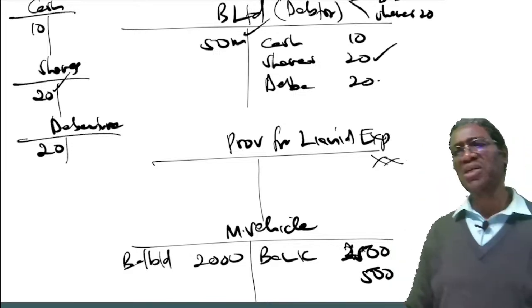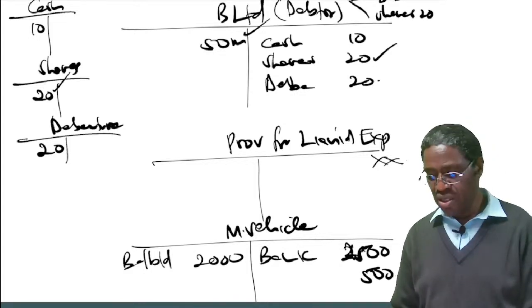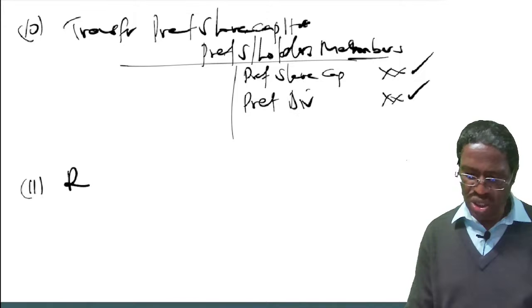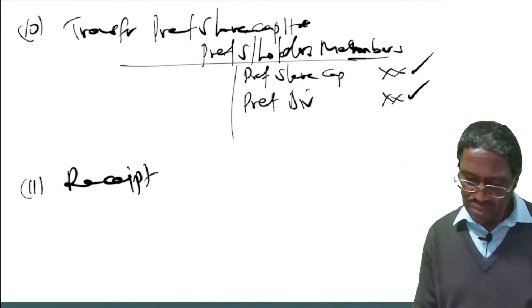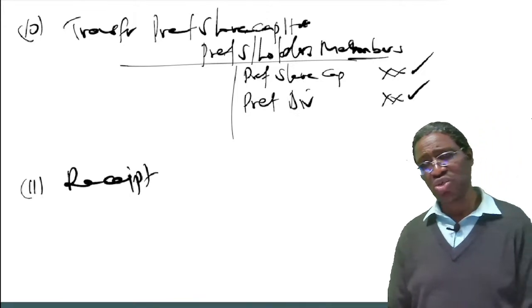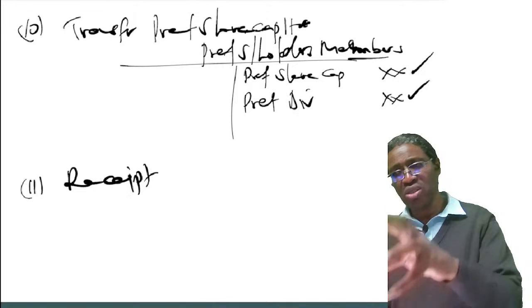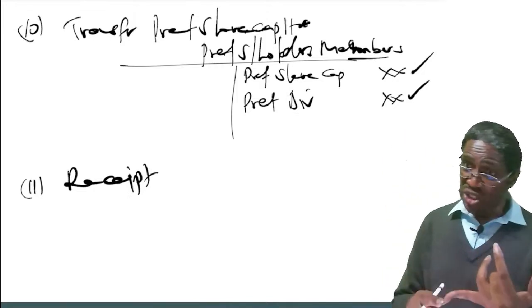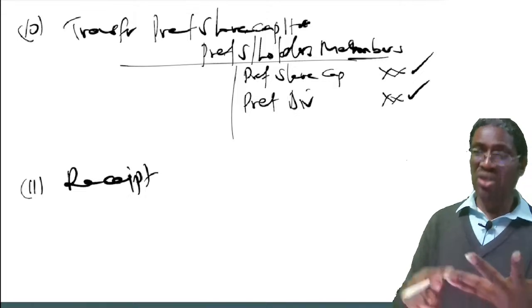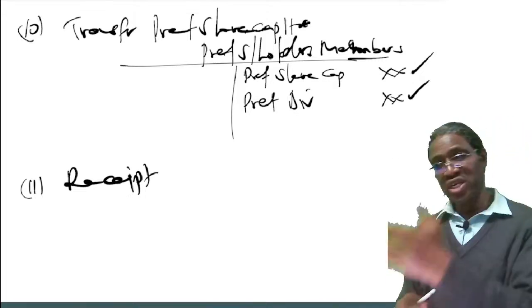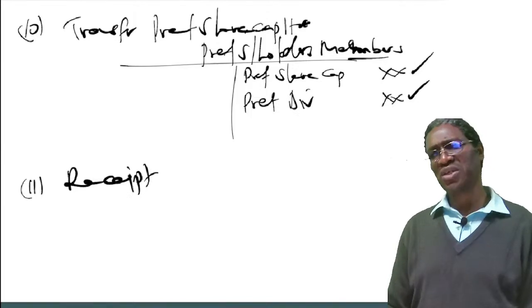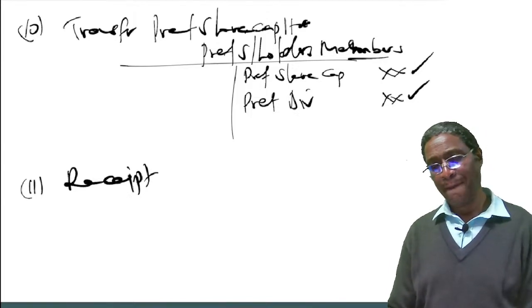Okay? So that's our step number 11, which says, with the receipt of the purchase consideration, either in form of cash, shares, or debentures, you debit cash, you debit shares, you debit debentures, and you credit the purchasing company. Good. That's our step number 11. Number 12.